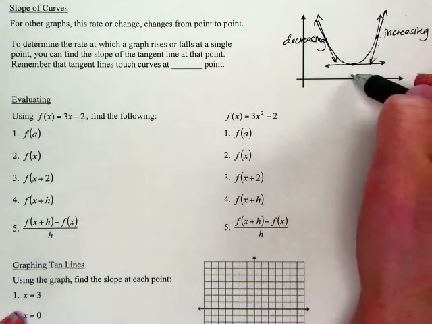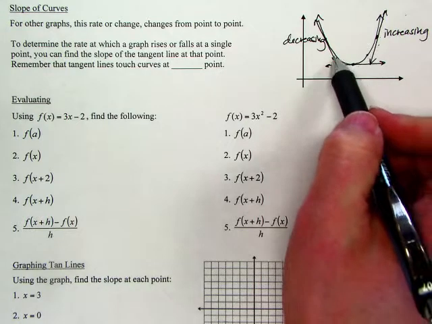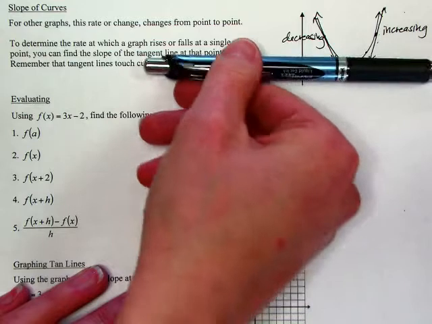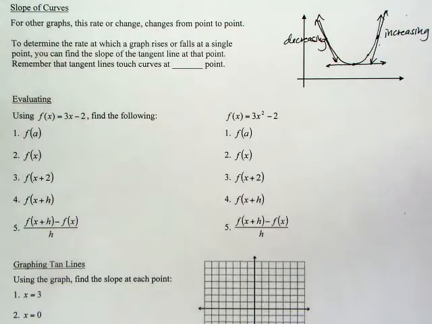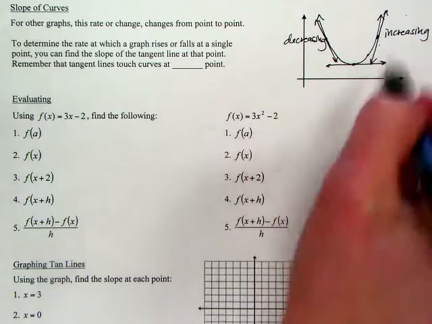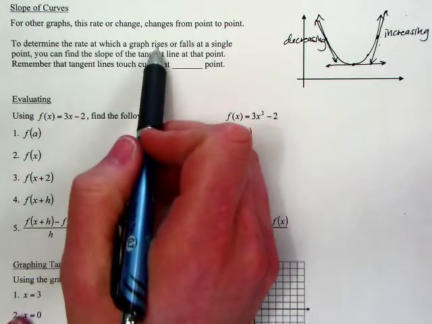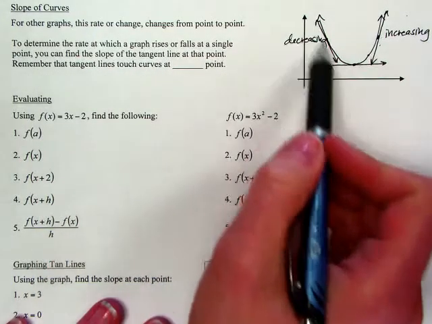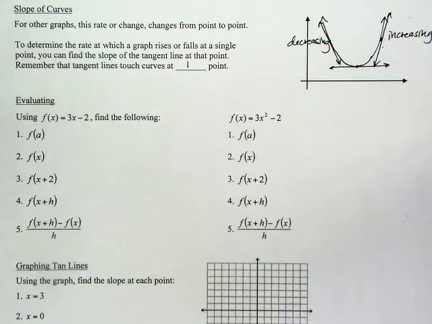Draw a line, and your job now is to figure out the slope at that particular point, knowing that no matter where I move along the curve, I could draw a different line and have a different slope. That makes it challenging, because you have to talk about where you are on the curve so that we all find the same slope. So to determine the rate at which a graph rises or falls at a single point, you can find the slope of the tangent line. Remember that tangent lines touch the curve at one point. They don't go through it, they just touch it at one place.